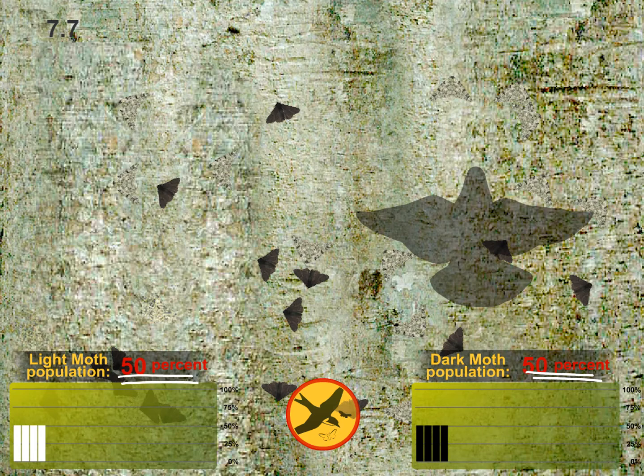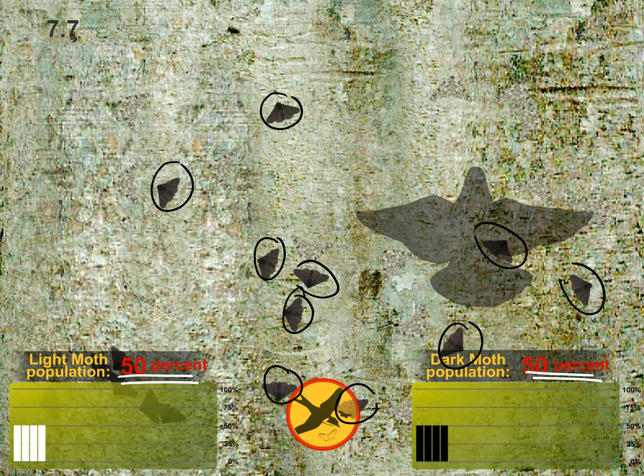However, when there is a bird, the bird tries to feed on the peppermorph. Now the question is, which peppermorph is easily spotted on the white tree trunk? I think the answer is very obvious. You can spot the black peppermorph very easily. However, it's very hard for a bird to spot the white peppermorph. I could spot some of the white peppermorph in here. So it's not very easy for the bird to spot the white peppermorph, right?